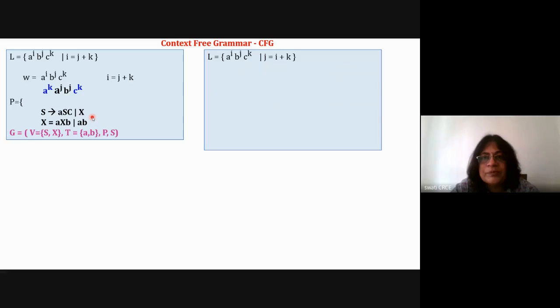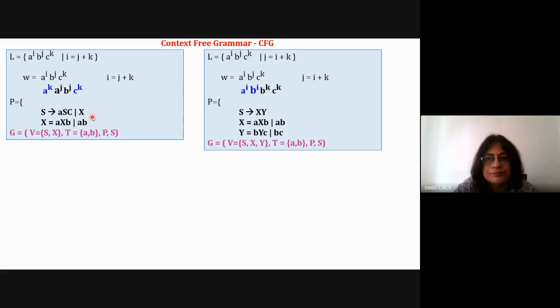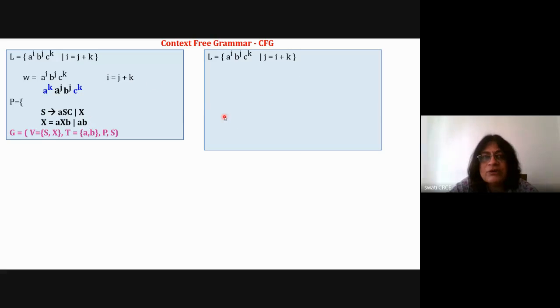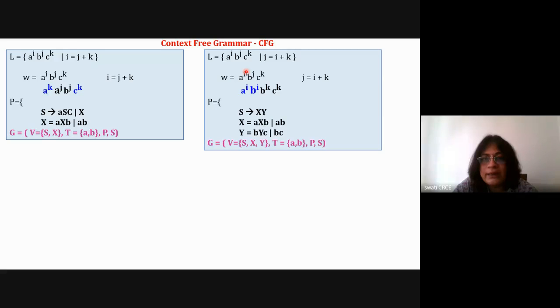Now the next one, I've taken the same problem. No, it is not the same problem. Here they are saying J is equal to I plus K. Number of B's are equal to number of A's and C's. So this is also simple. Split the B into two parts. B for I times and B for K times. Okay. So we'll rewrite this word and it is equal to A for I times, B for I times, then B for K times and C for K times.